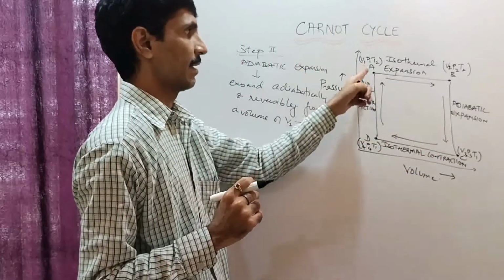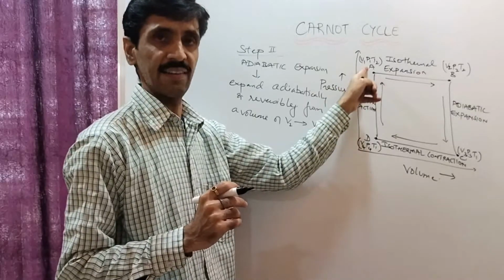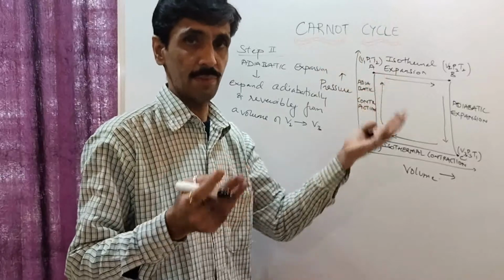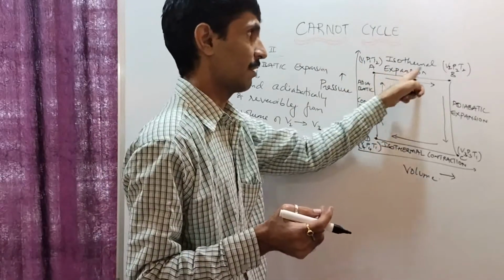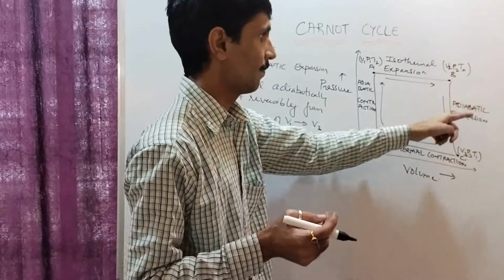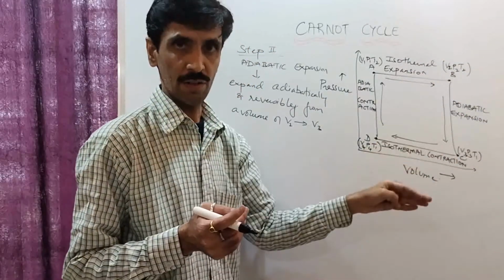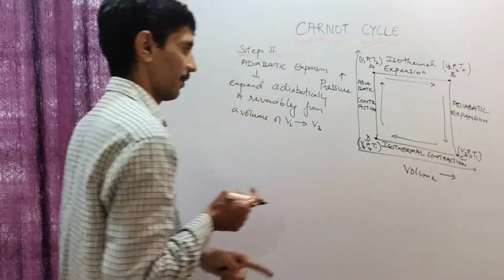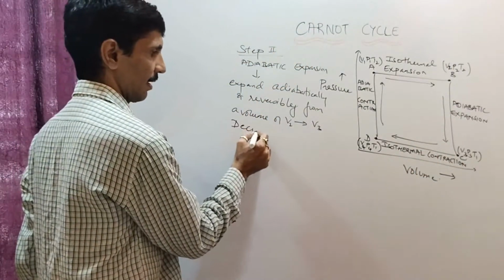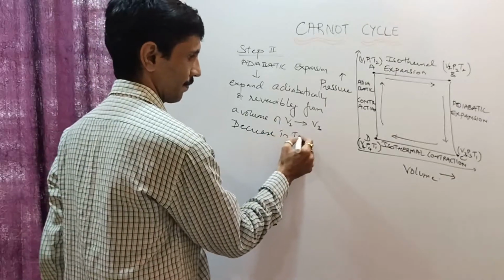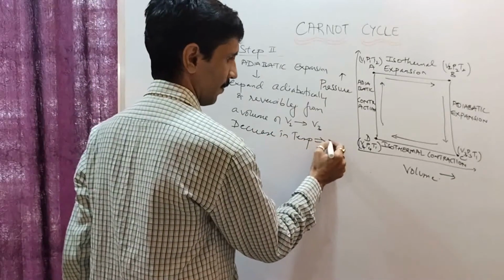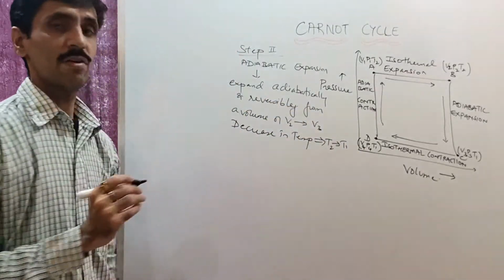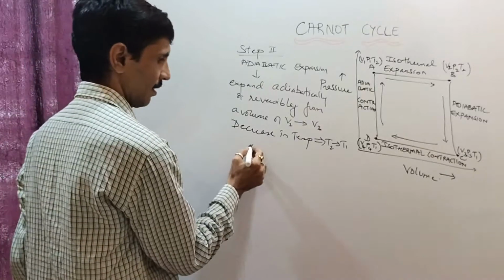If you can recollect, when I started with the first state, that is A, we said that the gas is kept in a hot reservoir, so the temperature is high. It's isothermal, so the temperature remains constant. Now, as we go for an adiabatic expansion, there's going to be a decrease in temperature, and that is we go from T2 to T1.